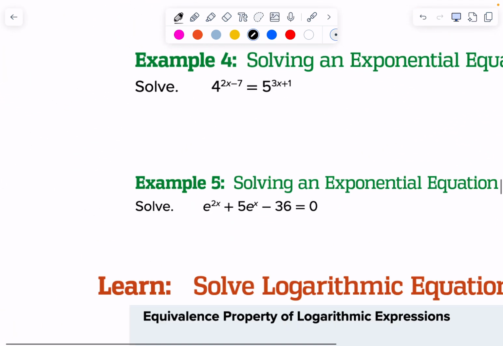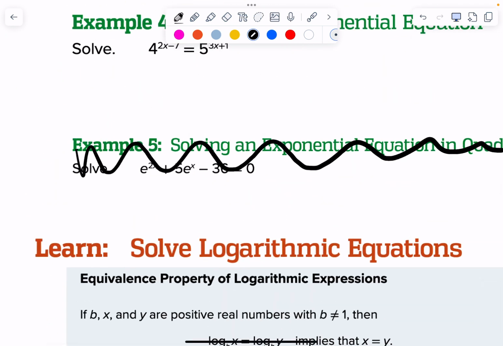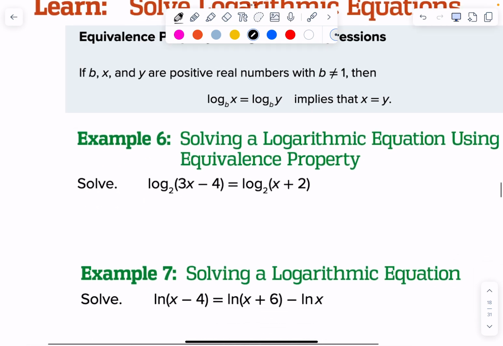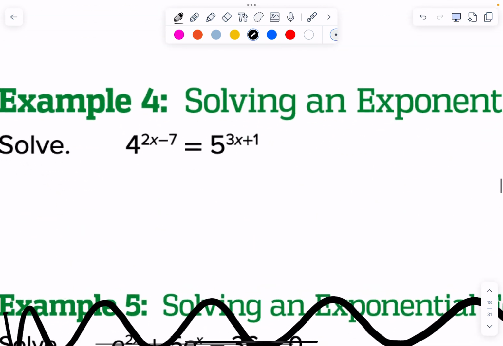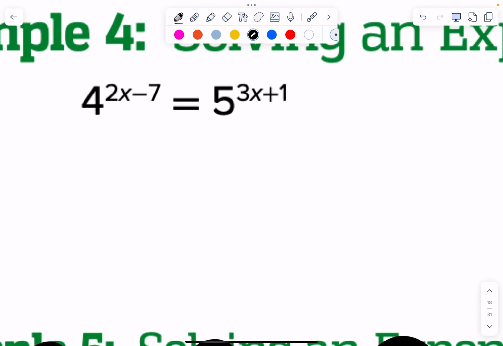Example 4. We're going to skip example 5 because I don't want to do that one. But we're going to do example 4, and then maybe we'll stop. We'll do example 4 because that'll be a nice cutoff right there. Okay. Example 4. Step number 1 says do what?